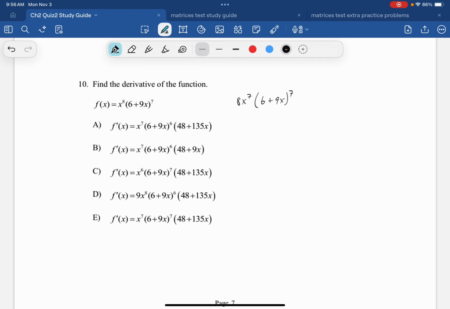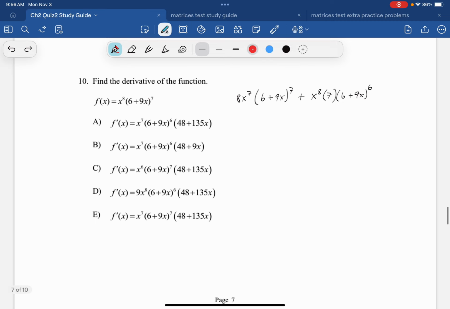And then I'm going to add and leave the first one alone, but take the derivative of the second part. So I'm going to have x to the power of 8. But then when I take the derivative of the second factor, I'm going to have to use chain rule. So it's going to be 7 times 6 plus 9x to the 6, right? I just took the derivative of the outside function, which is the power of 7. And then I need to multiply by the derivative of the inside function, which is the 6 plus 9x. And so that derivative is just 9. Okay? Unfortunately, none of this matches, so I'm going to have to do some simplification.